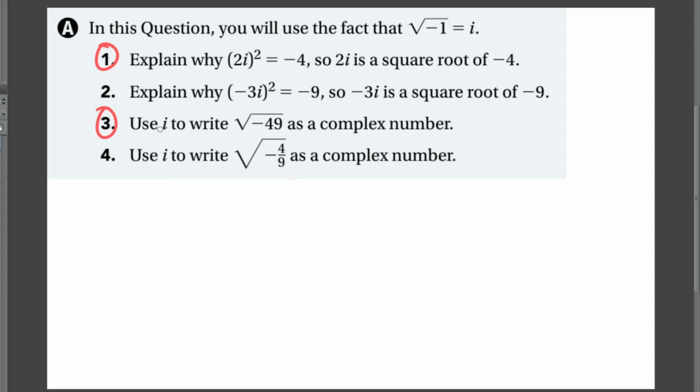A3 says, use i to write the square root of negative 49 as a complex number. Cool? And a complex number just means a number that is going to involve the number i.